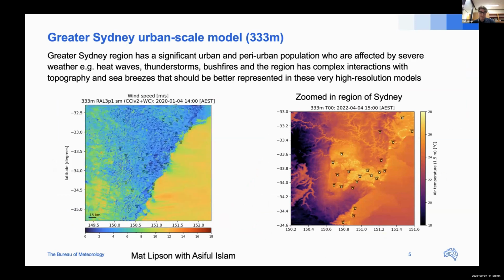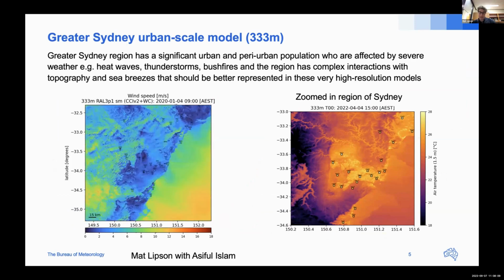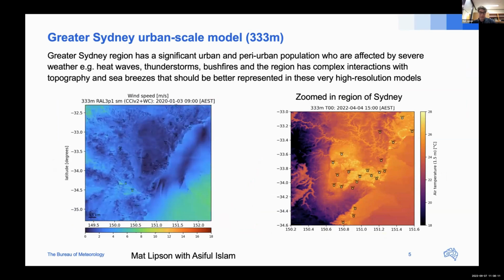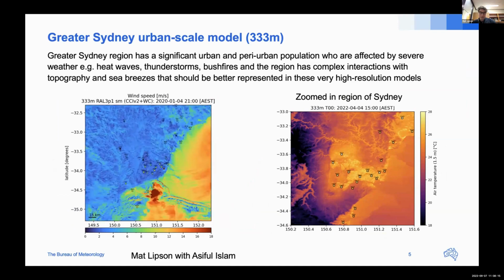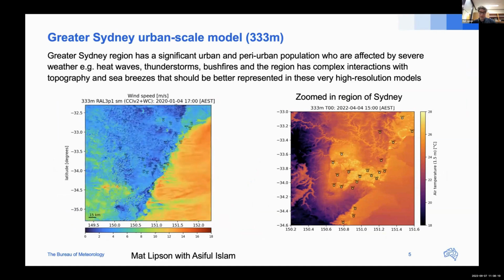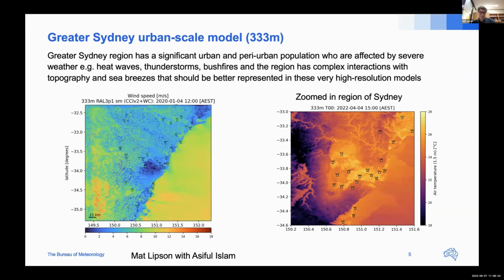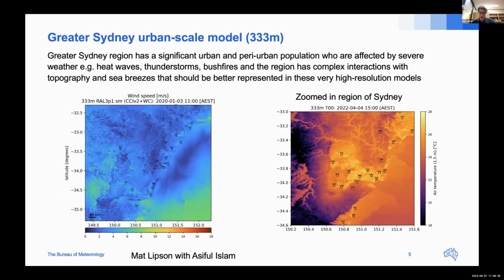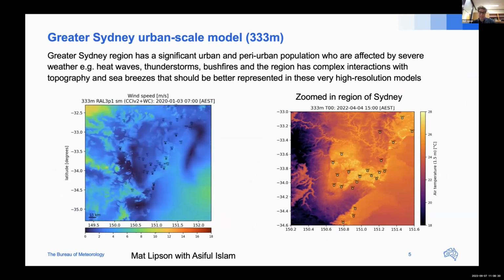This is an example over Sydney, and Sydney is quite an interesting case. It's a coastal city affected by sea breezes. It's surrounded by mountains, so it has some interesting interactions with the topography and the ocean, and we are starting to see that our high resolution models are providing benefit in these complex cases.